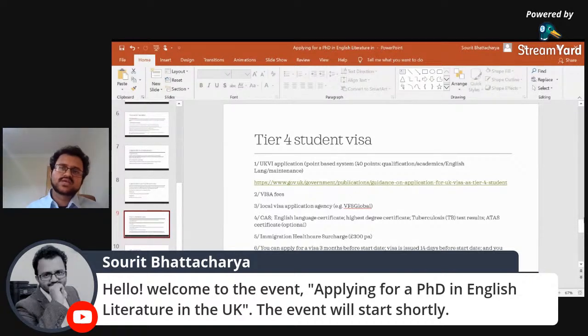And once you come to the UK, you have to collect your biometric residence permit, the BRP card. You have to collect it within 10 working days of arriving in the UK.